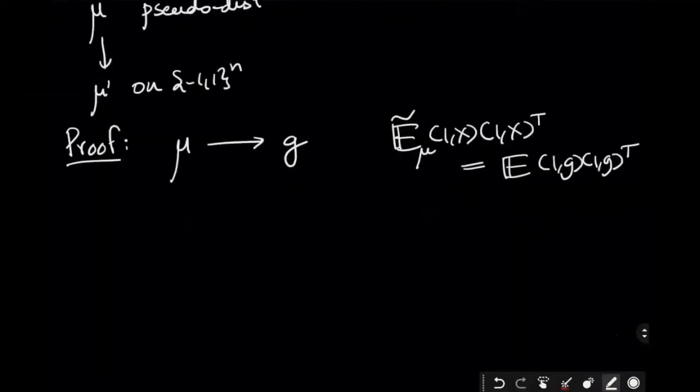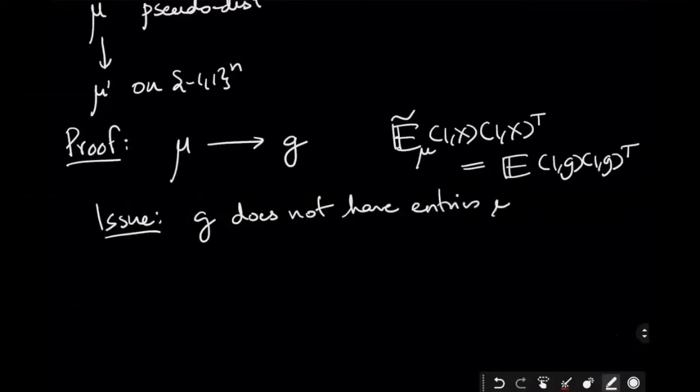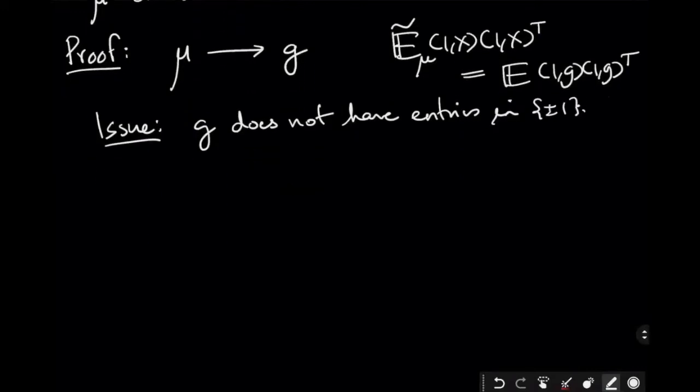But the issue is that G does not have plus minus 1 entries. And so our goal is to take this intermediate Gaussian random variable, which has the same first and second moments as the pseudo distribution mu, and convert it into some actual distribution over the hypercube. In this process, we are going to lose this property that the first and second moments match, but we'll still be able to argue that we don't lose too much in the max cut value. Okay, so how are we going to do this?